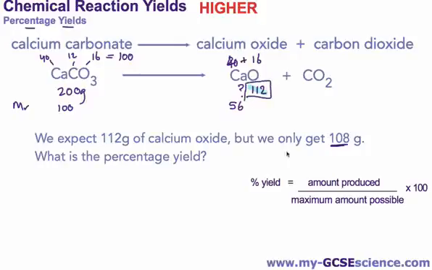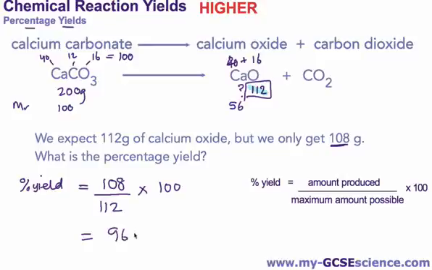That's our maximum theoretical yield, but we only actually got 108. So what we can do is just put our 108, that's the amount produced, divided by the 112, which is our maximum theoretical yield, and multiply all that by 100. So percentage yield is 108 over 112 times 100, and that answer is 96.4%.